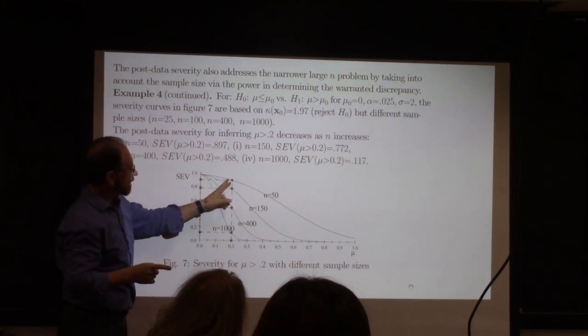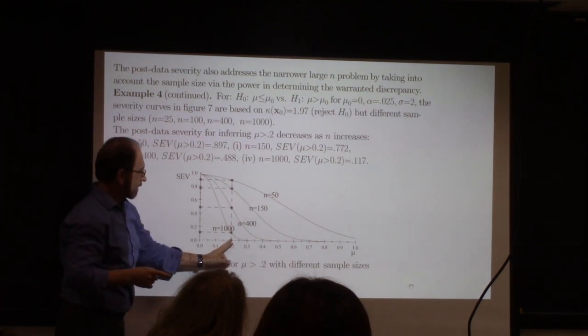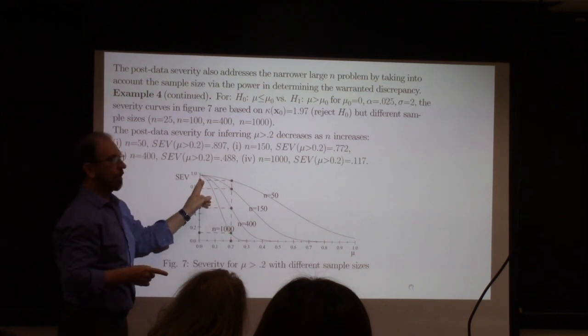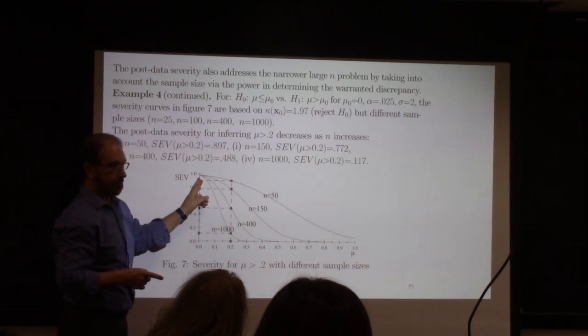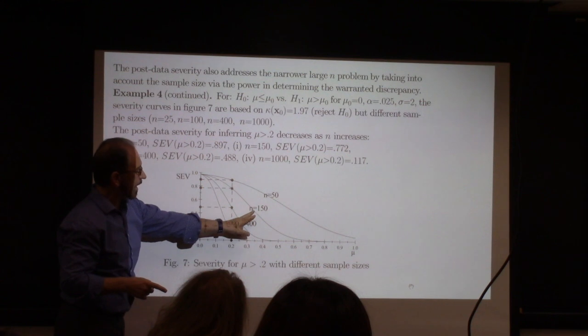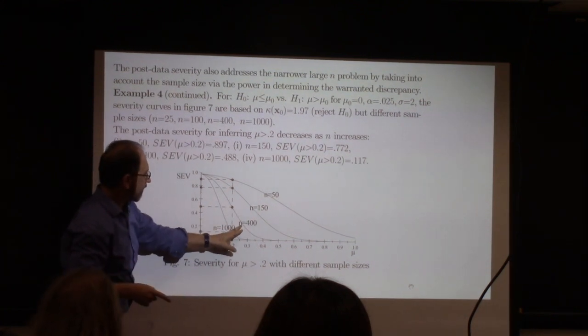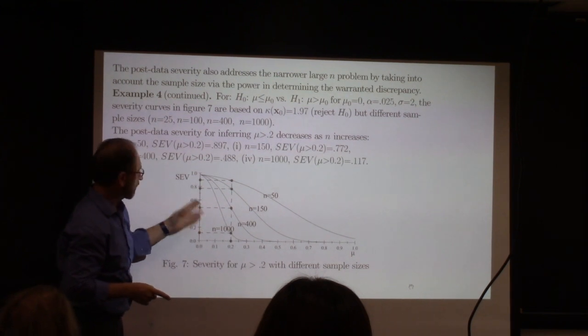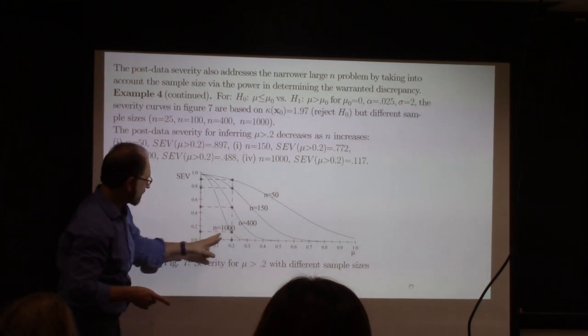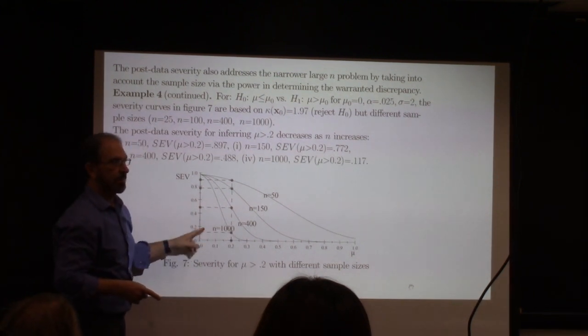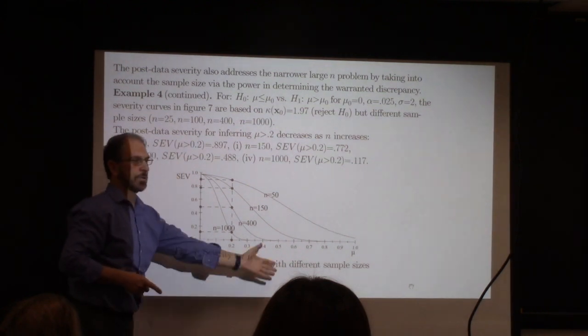If my sample size is only 50, the severity of that point is close to 0.95. But if it's 150, it reduces to 0.8. If it's 400, it's 0.5 or very close. If it's 1,000, it's tiny. This is the sensitivity in action.